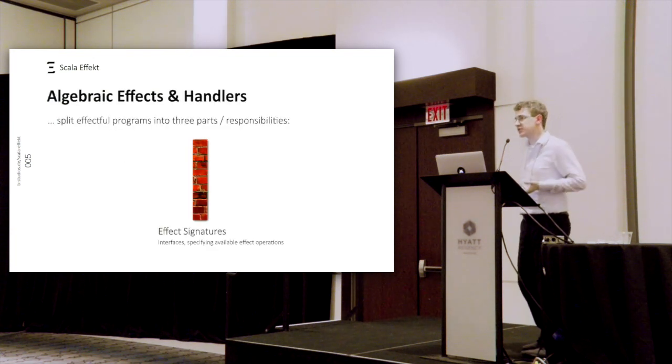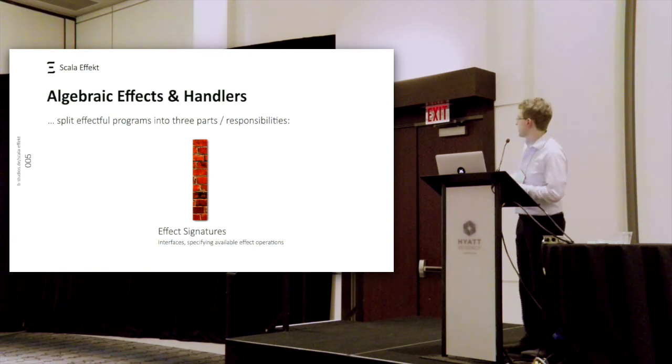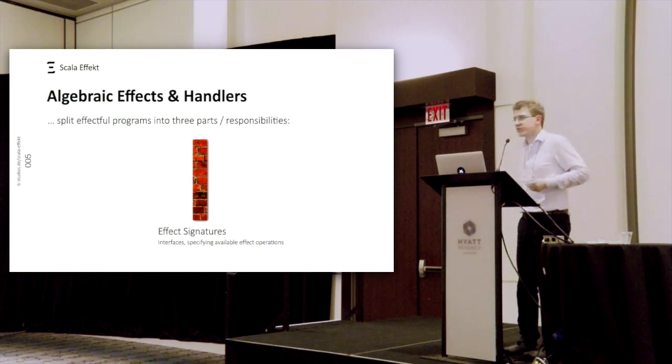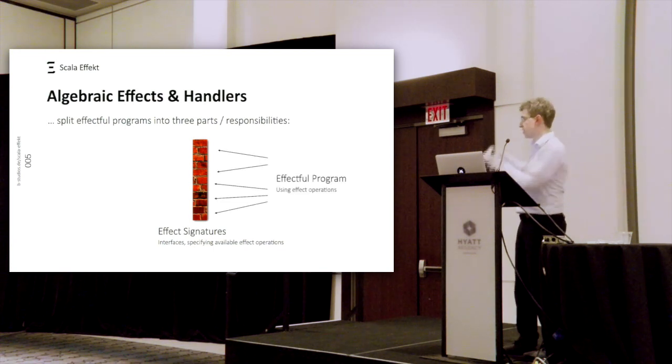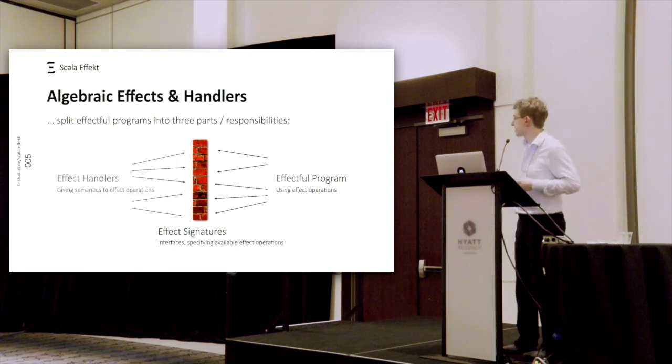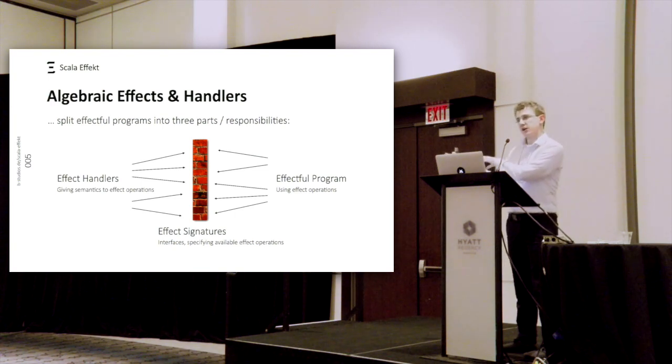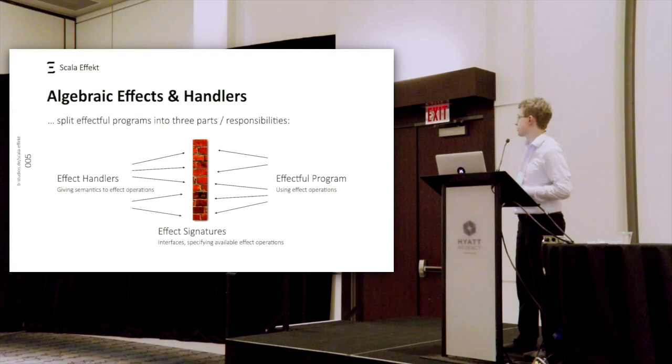So first we have effect signatures, which are a collection of effectful operations. And they act as an interface between your effectful program, where you use your effect operations. But the exact semantics of your effect operations is left open. You don't yet know what it means to trigger this effect. And on the other side, there are effect handlers, and those specify the semantics of the effect operations, right?